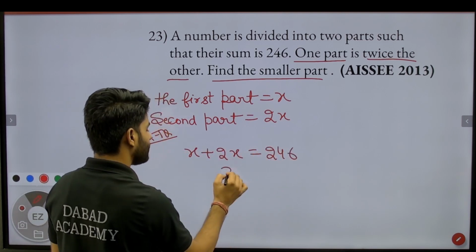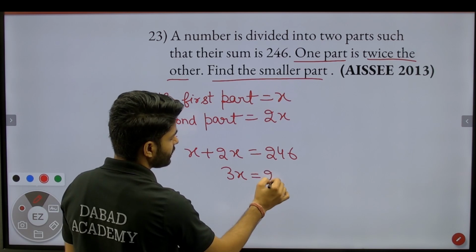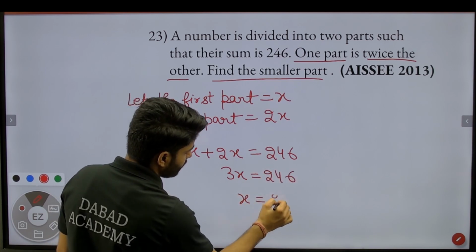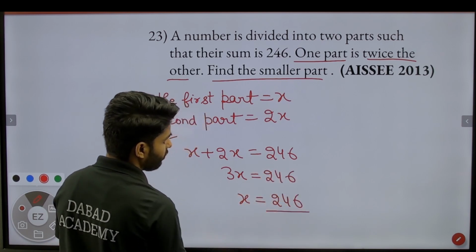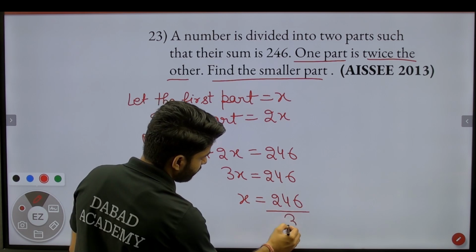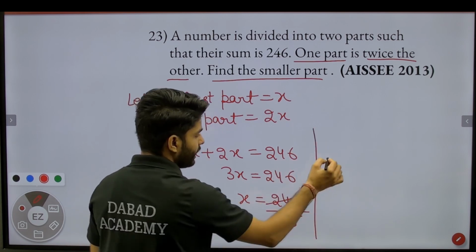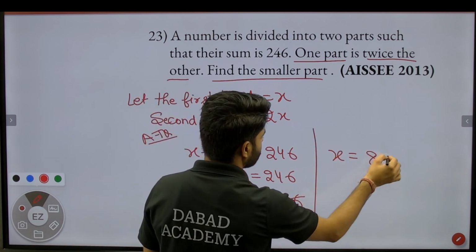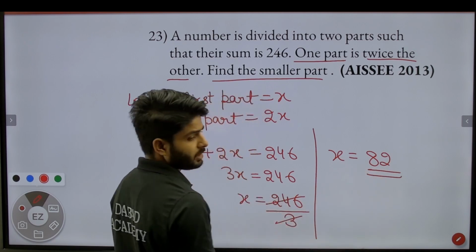Then x plus 2x is 3x, that is equal to 246, and the value of x equals, here 3 is multiplied on the left hand side, when we take it on the right hand side it will be divide. When we cancel these, then x equals, 3 8s are 24, 3 2s are 6. So the smaller number is 82.